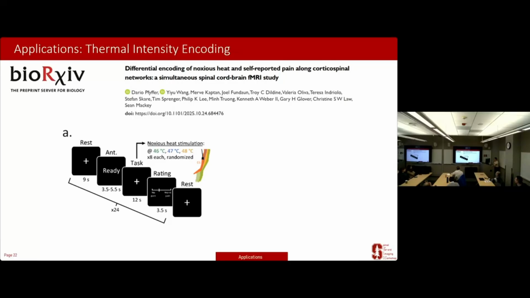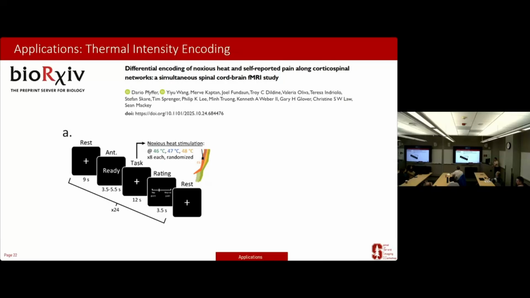After each thermal pain, there was a 3.5 second rating period where participants would use a button box to record their pain intensity from the heat trial. It went from no pain to the worst pain imaginable. They rated using the right hand, the same hand as the thermal pain was applied. And then there was a baseline of 9 seconds between trials. Total of 24 trials. The heat can be these 3 temperatures, pseudo-randomized.